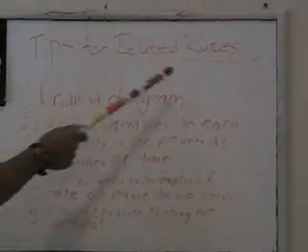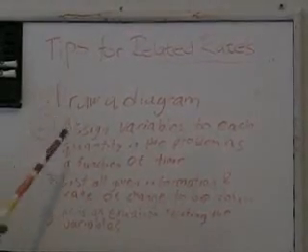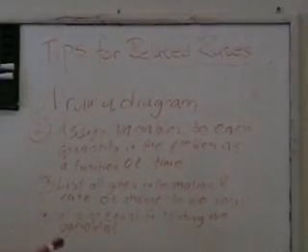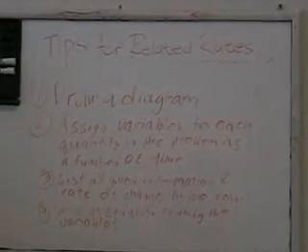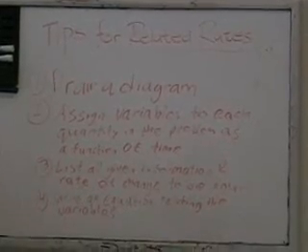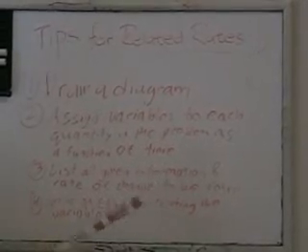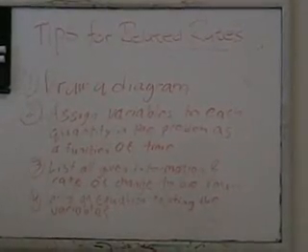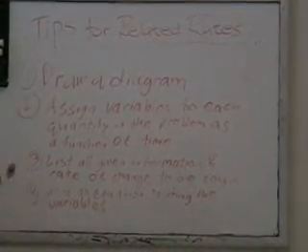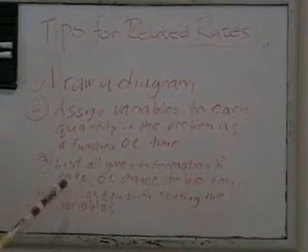Alright, some tips for related rates problems. The first step usually is to draw a diagram. It helps you visualize and it keeps you organized. The second step is to assign variables to each quantity in the problem as a function of time. You have to remember that with every variable, even the radius, when you differentiate it, it's with respect to time. 3. List all given information and the rate of change to be found. Again, it keeps you organized, it tells you what you know and what you want to find. And lastly, 4. Write an equation relating the variables. Usually this is given in the problem, but if it isn't, then usually it's a geometric formula.